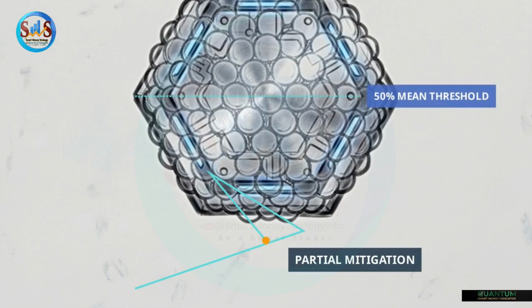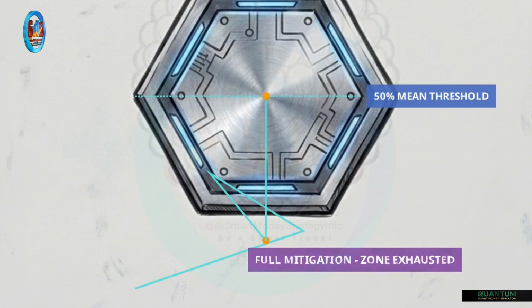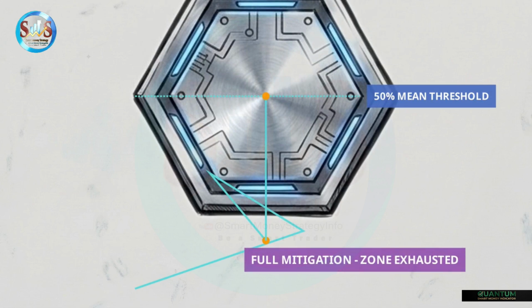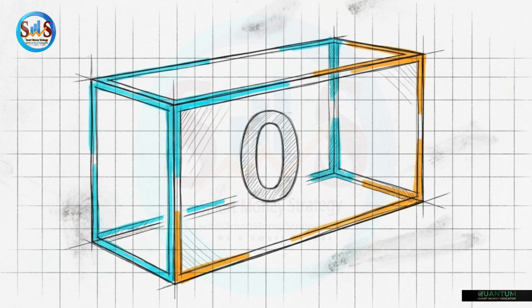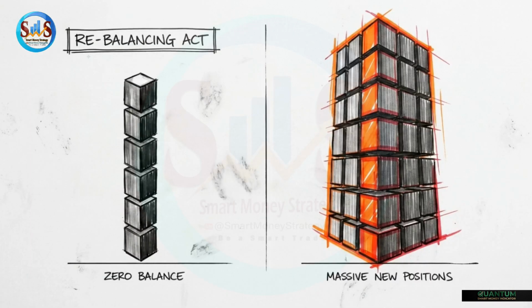Conversely, full mitigation happens when price pushes deeper, striking the dotted center line, splitting the zone exactly in half, the 50% mean threshold. Striking this mean threshold represents a total clearance of the ledger. It completely drains the zone of any remaining institutional orders, rendering that block exhausted. The mitigation run functions as a mathematically dictated rebalancing act, clearing institutional risk before the true macro downtrend can safely expand.